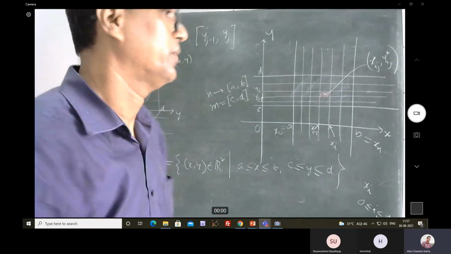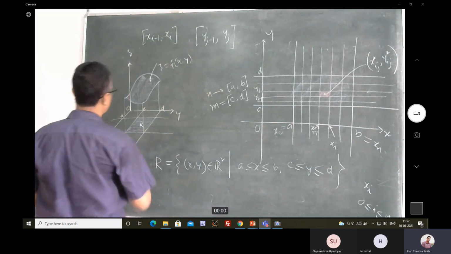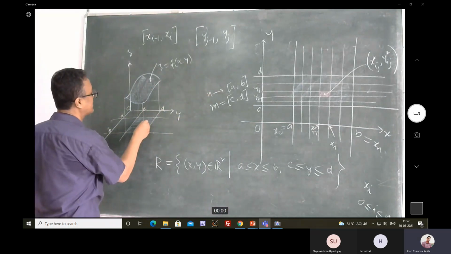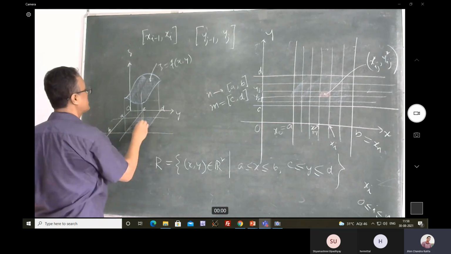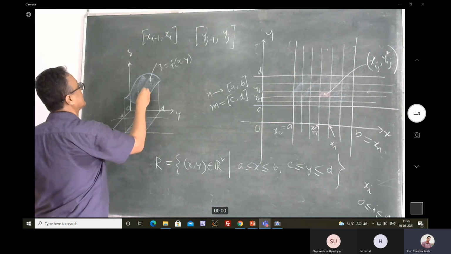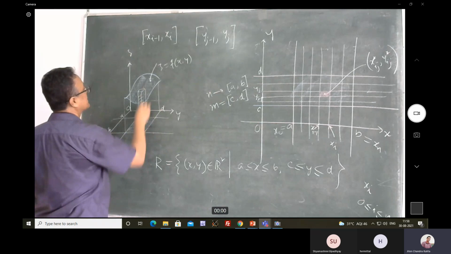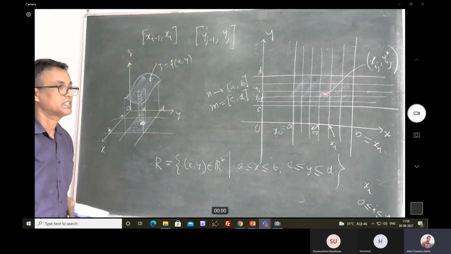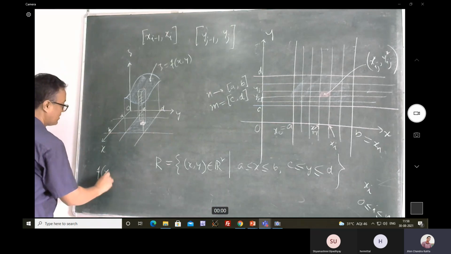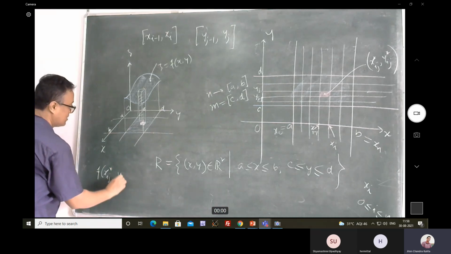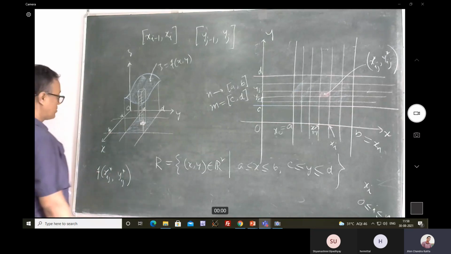Okay, fine. So then what is going to happen? Suppose my subrectangle is here somewhere. Corresponding to this, I can get a rectangular box whose height is given by f of xij star, yij star, right? And then what is going to happen?